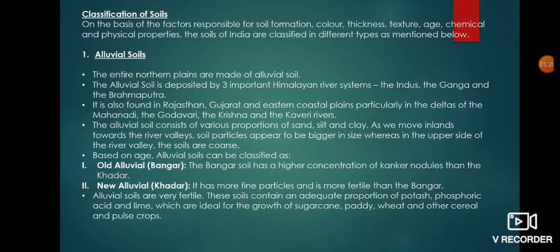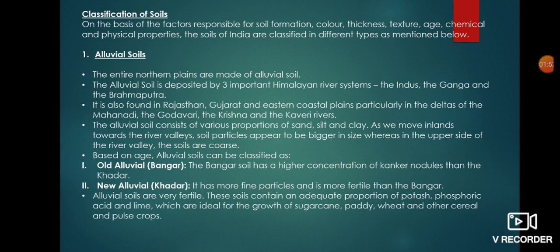On the basis of the factors responsible for soil formation, color, thickness, texture, age, and chemical and physical properties, the soils of India could be classified into different categories. Those categories are alluvial soil, black soil, red and yellow soil, laterite soil, arid soil, and forest soil. Now we will do the description of these soils.